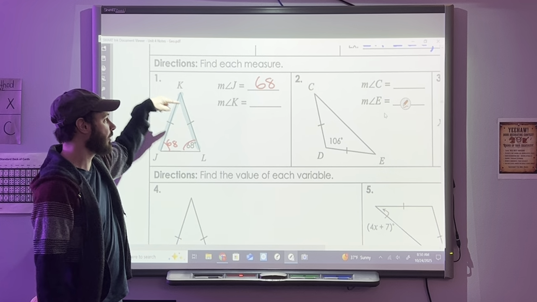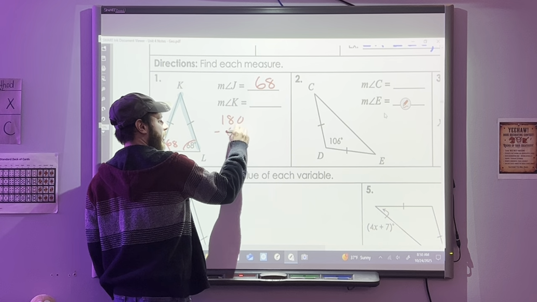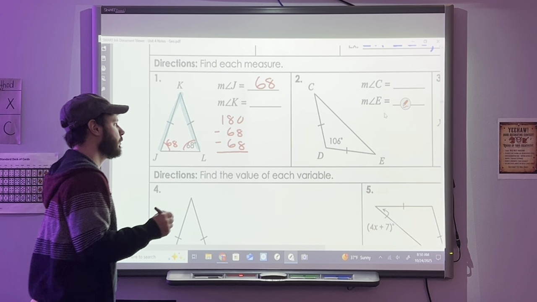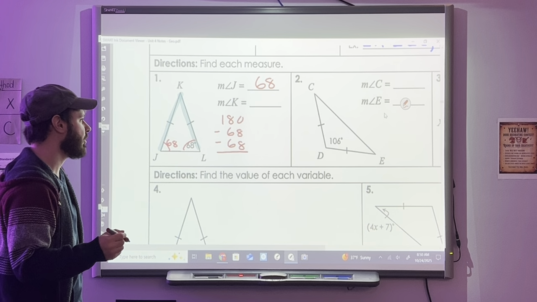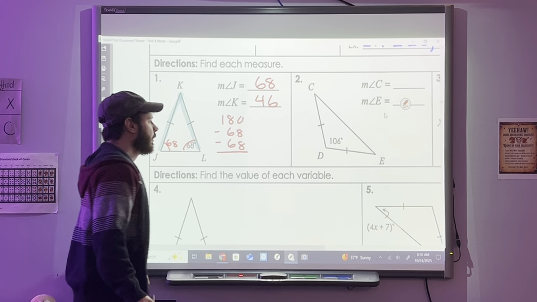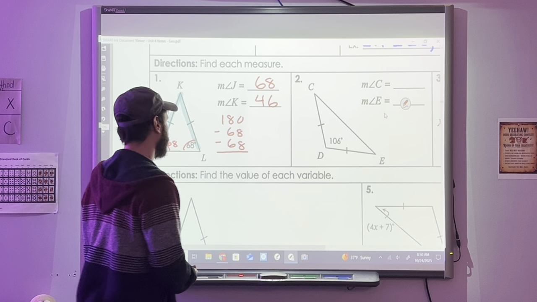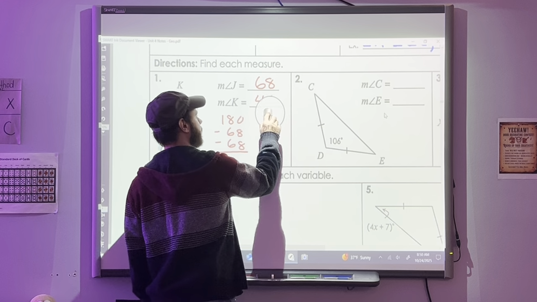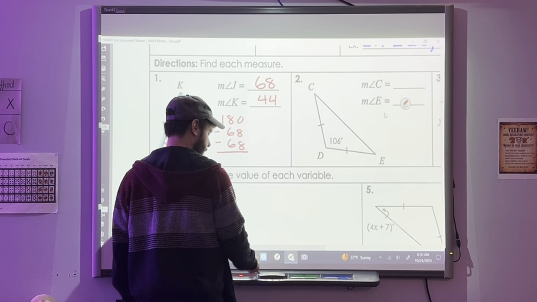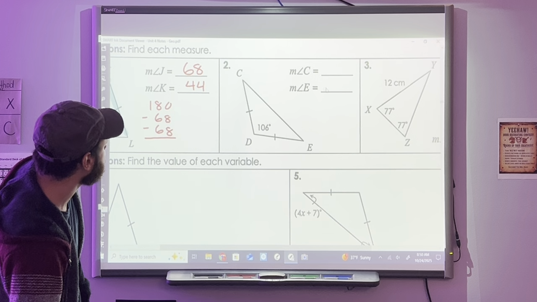And then angle K, the one at the top, the one I'm missing, well, there's 180 degrees in a triangle. Take away the two 68s we have. We get 120, 136, that's going to be 46. Okay, right? No, it's 44. I knew it sounded wrong. It's a good start when you get the first example problem wrong.